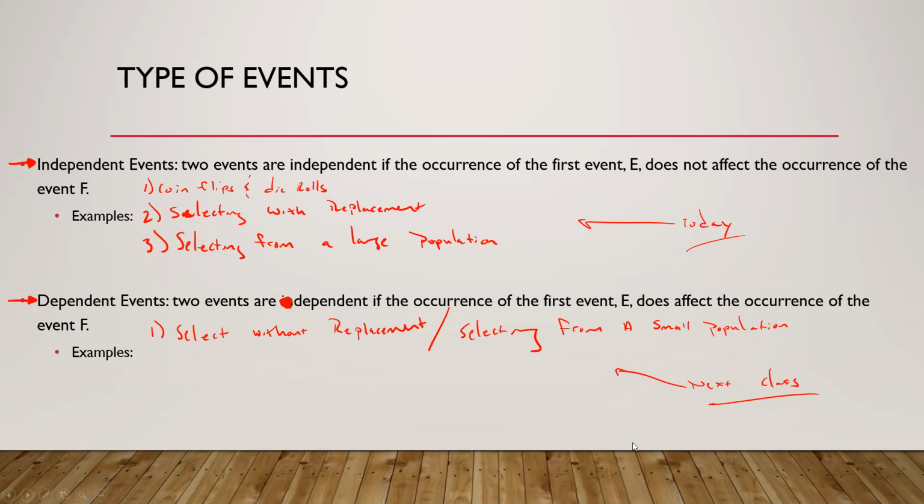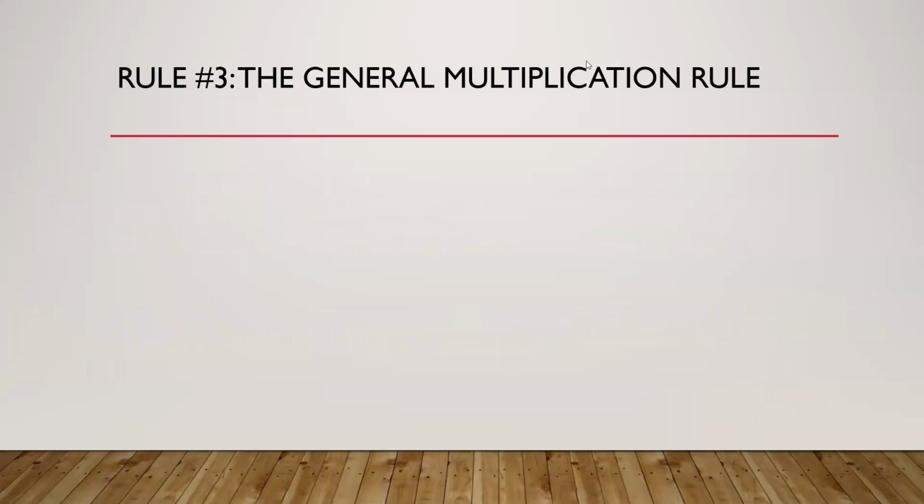This next formula and these next type of problems are actually my favorite type of problems to work. So is everybody okay if I go to the next slide? All right, we'll push on. So this rule I have here today, rule number 3, is the general multiplication rule for independent events.